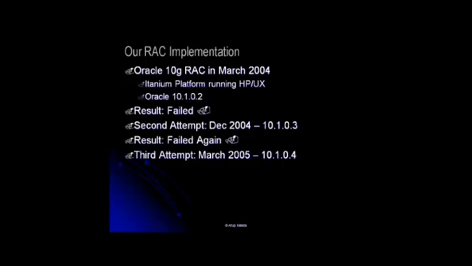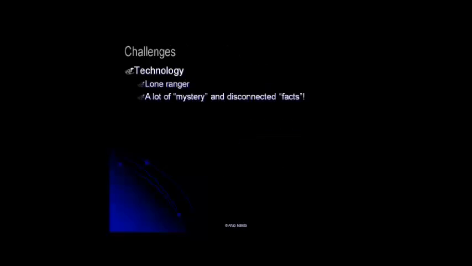Why I'm telling you this is that it actually told us a lot about how RAC actually behaves and how it actually performs, and not just what we read in the manuals. Today, I'll be talking a little bit about my experience, what we learned in that period of time when things didn't go very well.